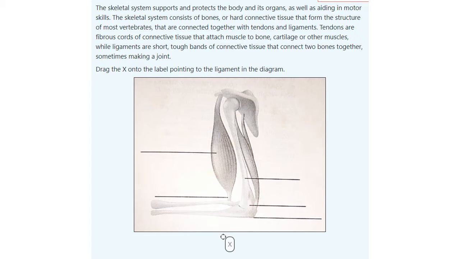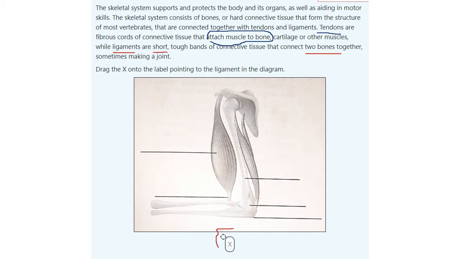Now, the skeletal system supports and protects the body and its organs, as well as aiding in motor skills. The skeletal system has bones, or hard connective tissue that form the structure of most vertebrates, that means with a backbone, that are connected together with tendons and ligaments. Tendons are fibrous cords of connective tissue that attach the muscle to the bone, cartilage or other muscles. Ligaments are short connective tissue that connect two bones together.